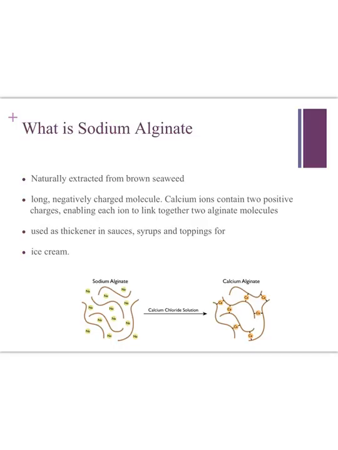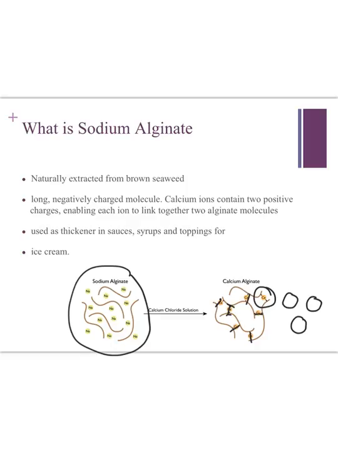And what it does is that it actually reacts with calcium chloride. So if you take a look here, we have our sodium alginate, and this normally is long and negatively charged, where your calcium contains two positive charges. And so when they come together, they actually produce these linkages due to the charge. And that's what enables you to create these yeast balls, or yeast spheres.